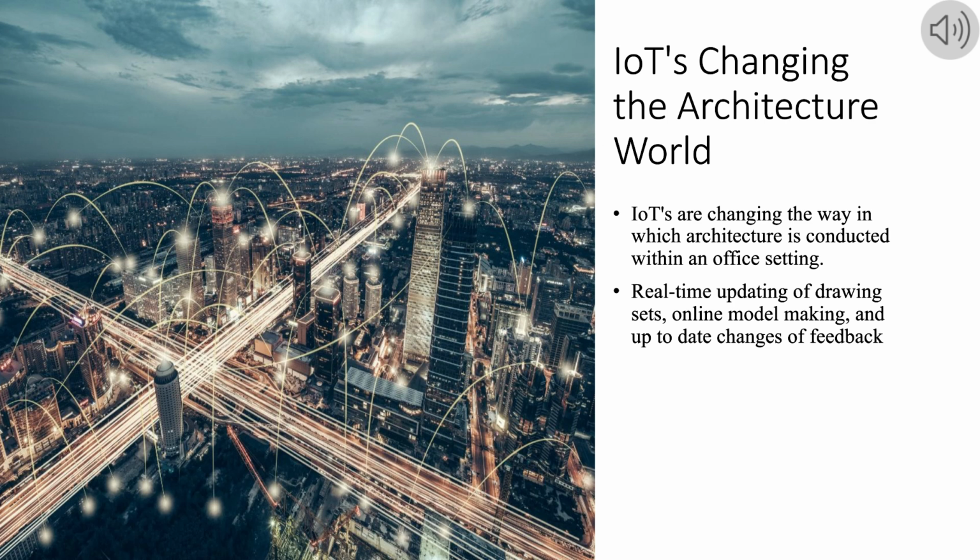IoTs are changing the way in which architecture is conducted. They have a huge influence on how a practice can be run. Real-time updates of drawing sets, online model making, and up-to-date changes of feedback are only a few of the many ways that IoTs are changing the architectural practice in the world today.